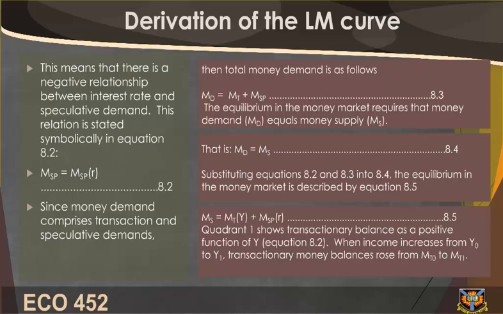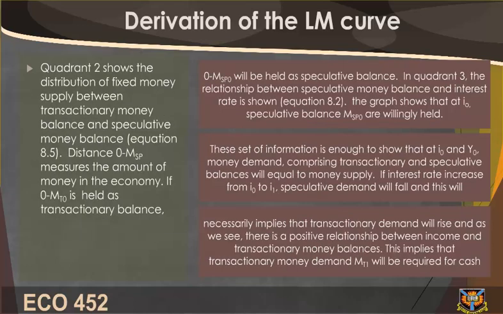Quadrant 1 shows transactional balance as a positive function of Y, equation 8.2. When income increases from Y0 to Y1, transactional money balances rose from MT0 to MT1. Quadrant 2 shows the distribution of fixed money supply between transactional money balance and speculative money balance, equation 8.5. Distance D to MT measures the amount of money in the economy.